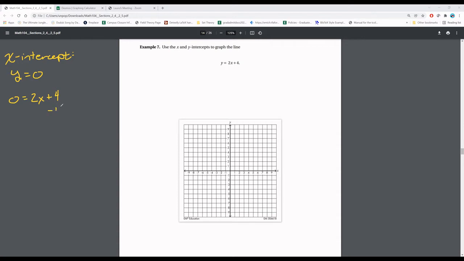To do that, I'll subtract 4 from both sides. It gives me negative 4 is equal to 2x. I have 2 times x. I want to undo that, so I will divide by 2. A negative 4 divided by a positive 2 gives me a negative 2. So my x-intercept is the point x equals negative 2 and y equals 0. I can come over here and graph that. X is negative 2, y is 0, is this point right here in orange.